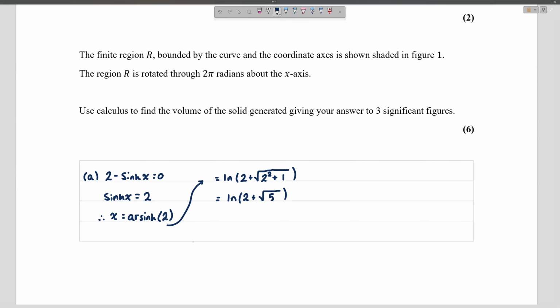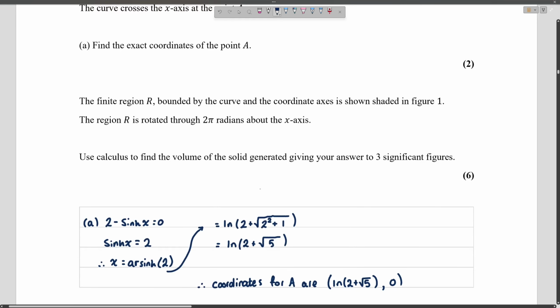So therefore then, let's just do this at the bottom here. The coordinates for A here are given as, so what do we get here then? So my x coordinate is this here. I get ln of 2 plus root 5 here, like so. And then obviously for the y coordinate here, that's just 0, right? And there we have it then. So the first 2 marks there in the bag, hopefully nice and easy.